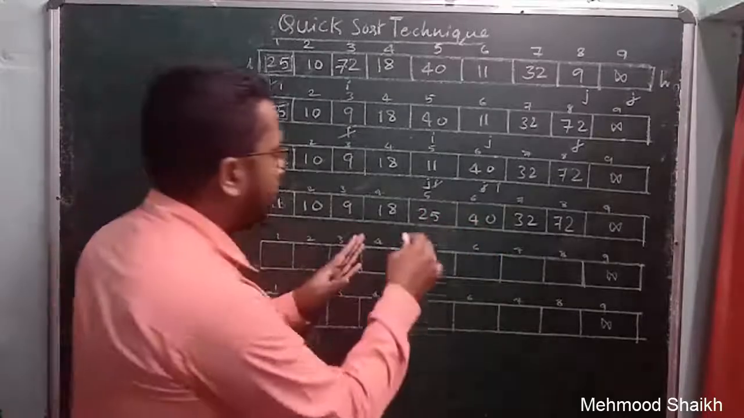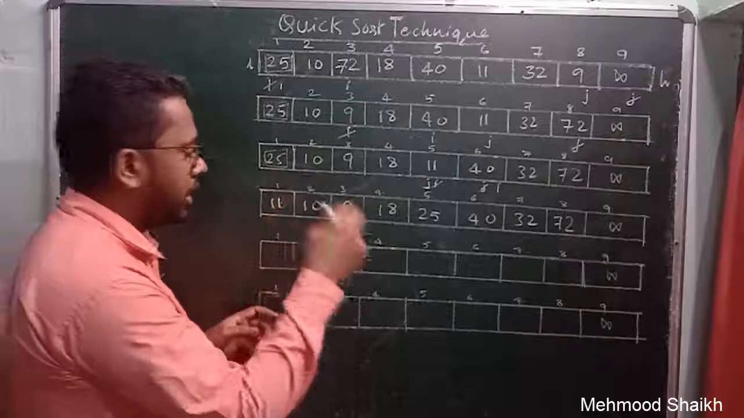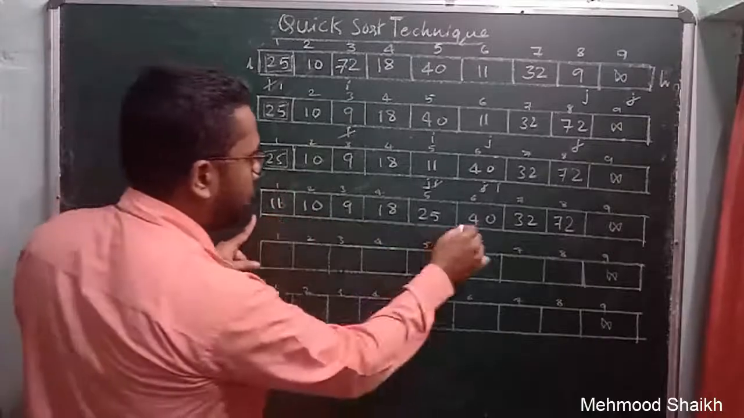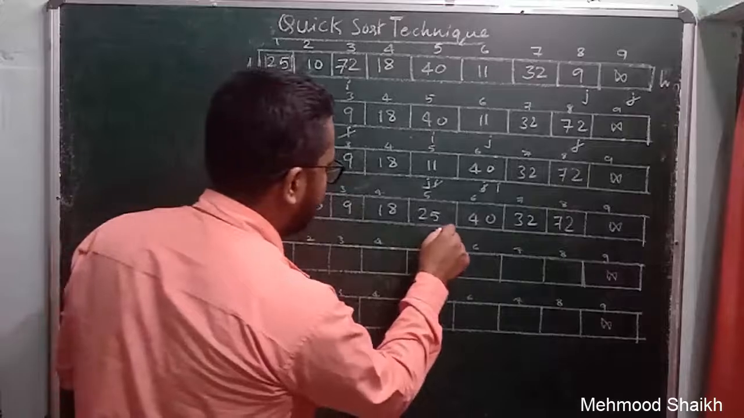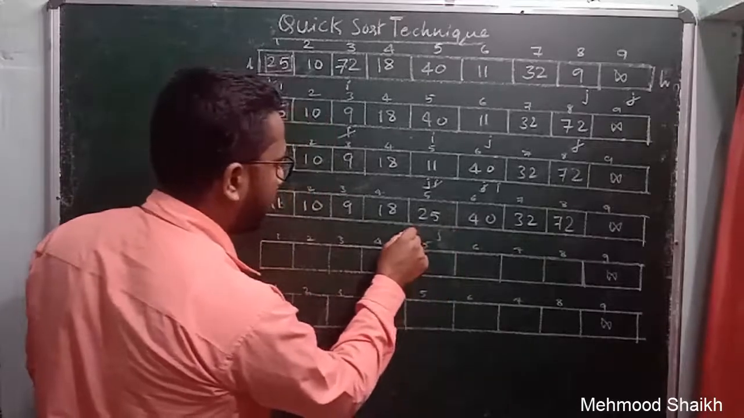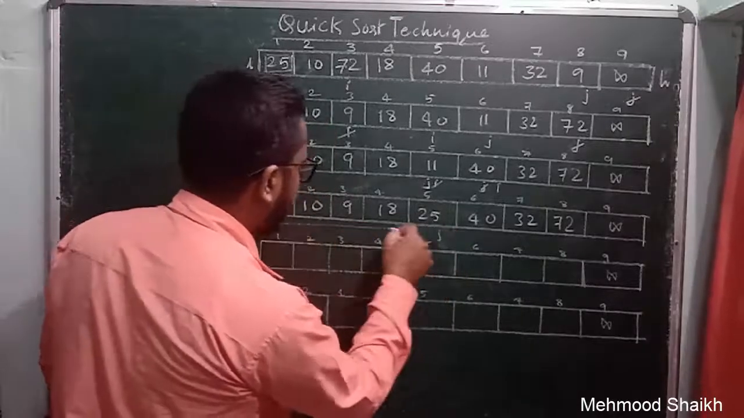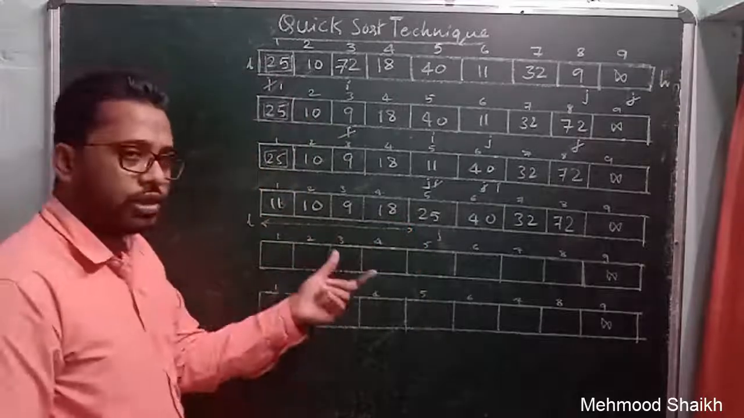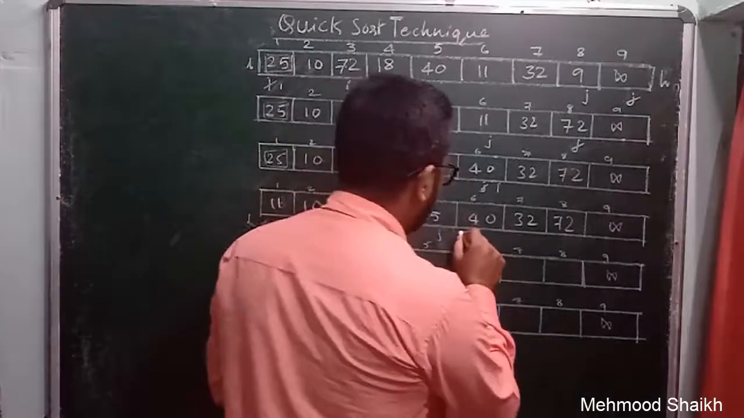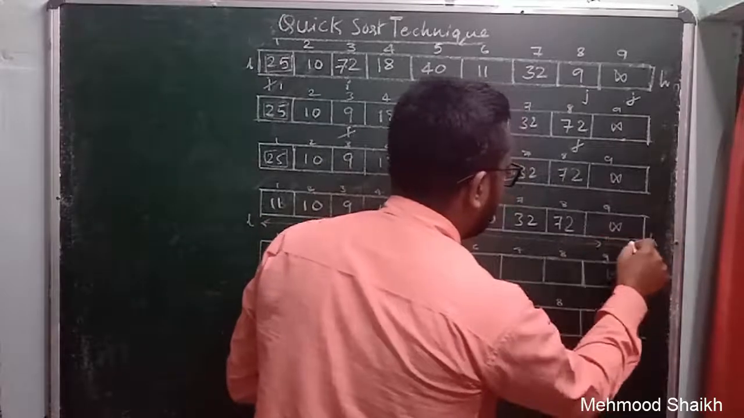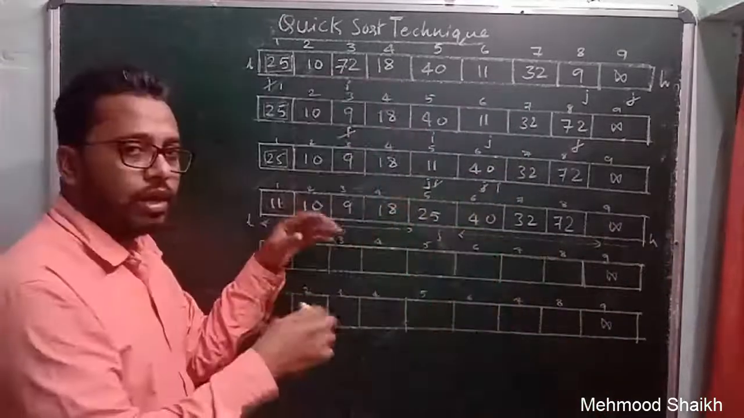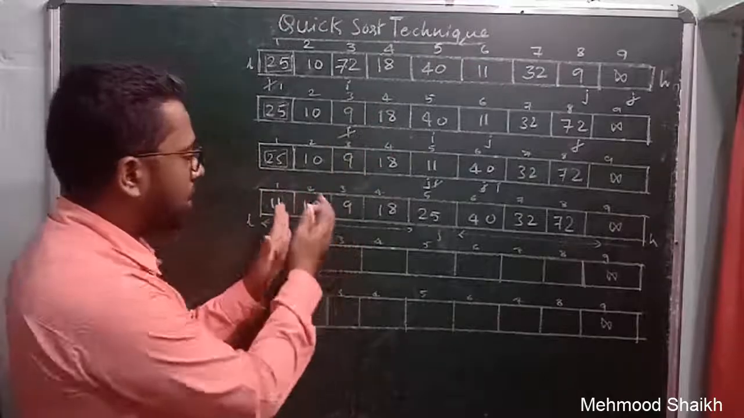Now we have to apply the same quicksort recursive call on the left side of the partitioning index, starting from low to, consider this as J, to J minus 1. Till here, and we have to again make a recursive quicksort call on J plus 1 to high. This is our high, J plus 1 to high.